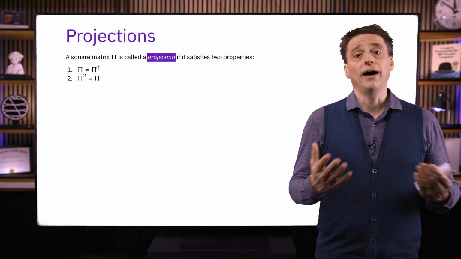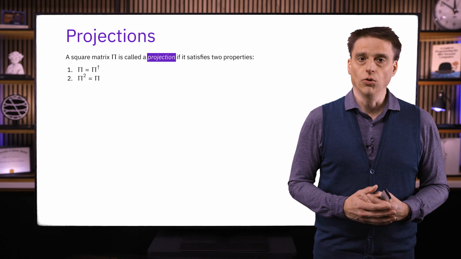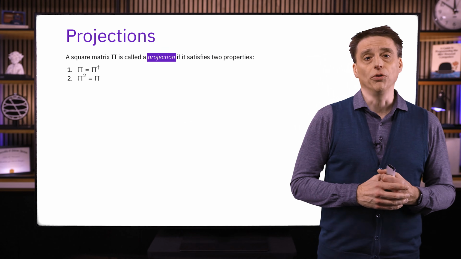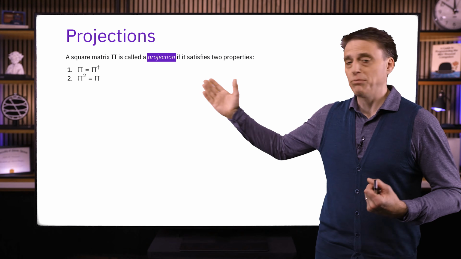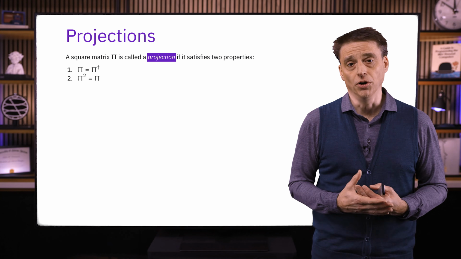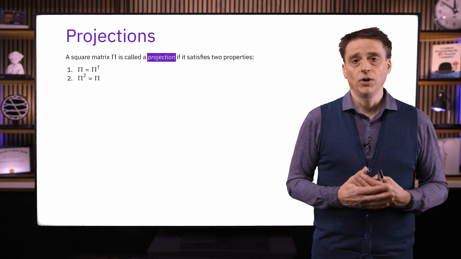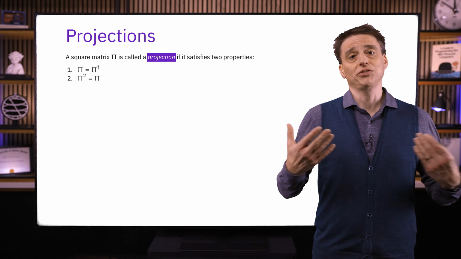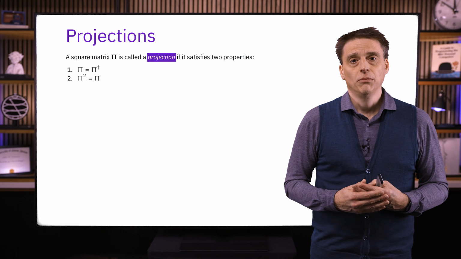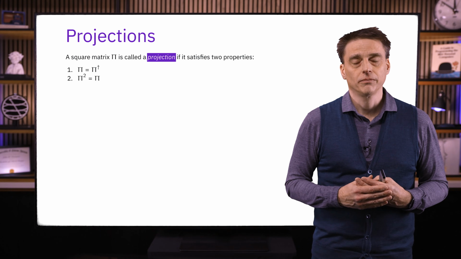The square matrix Pi is said to be a projection, or a projection matrix, if the two properties that are listed here are both true. This is a capital Pi, by the way. It's a pretty typical choice for a letter that's used to denote a projection. We often give these typical sorts of names to objects, such as matrices, just to make them easier to recognize and keep things straight, but you could use whatever name you like.